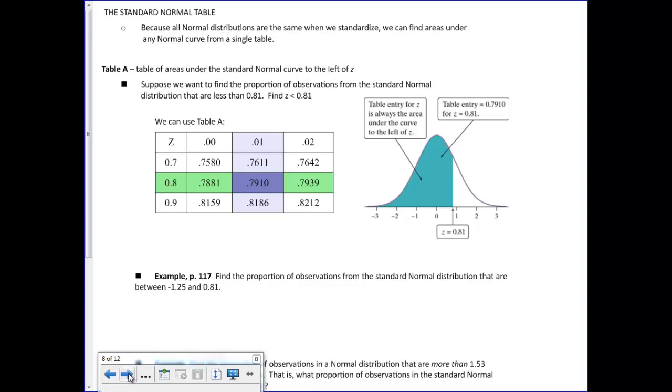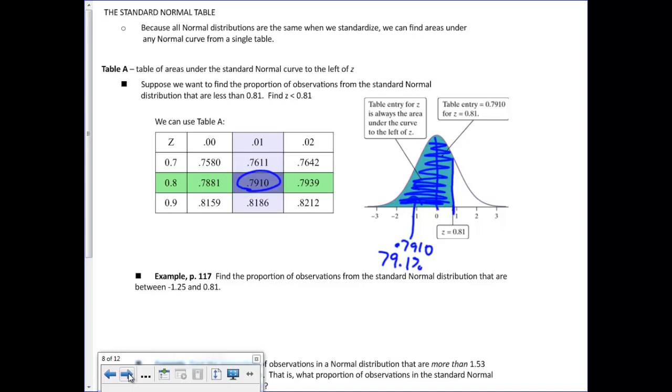Suppose we want to find the proportion of observations from the standard normal distribution that are less than 0.81. So if I say find z less than 0.81, where does my 0.81 fall? Roughly in here. This table always measures to the left. From 0 on the left is half of our data, 50%, so I'm a little bit further than that. When I look it up in the table, I'm finding all of this. For a z-score of 0.81, we go to our chart, find 0.8 down the side and 0.01 across the top, and see where they intersect. That tells me 0.7910 is all of this in here. Sometimes we write it as 79.1% is the area to the left of 0.81.